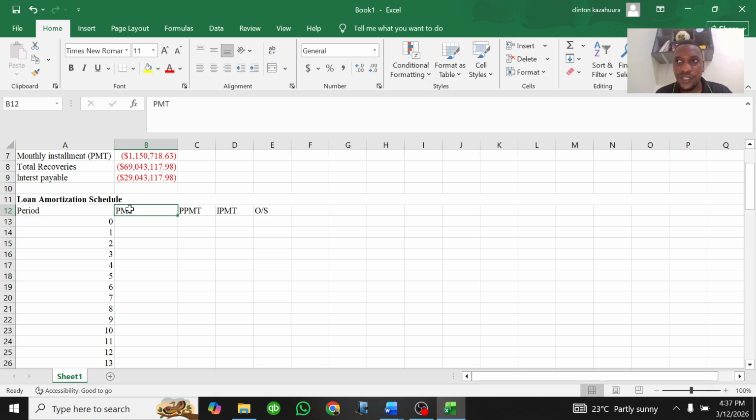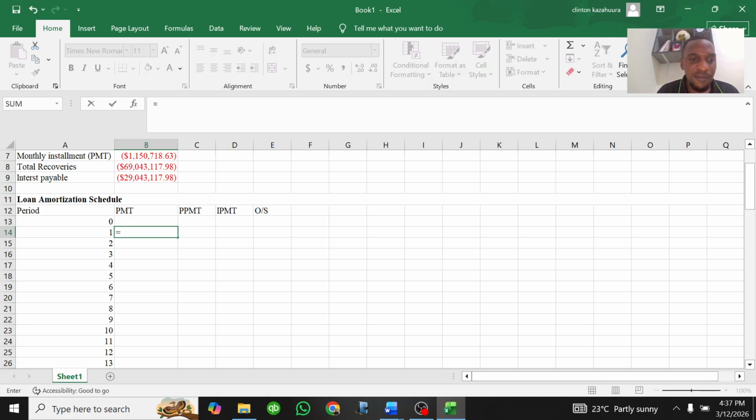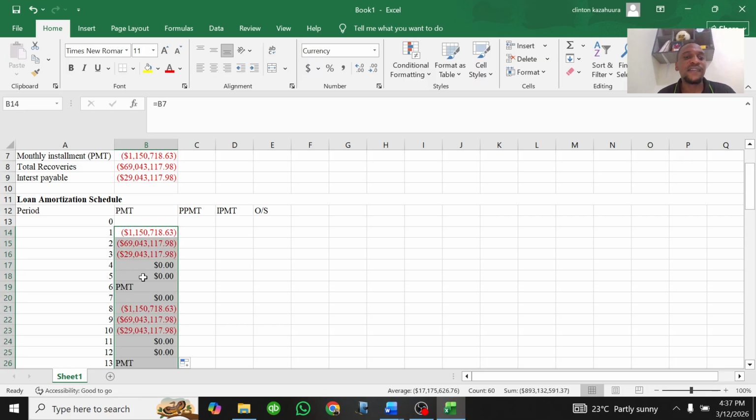The next is PMT, we have already computed that, the monthly installment. Now, in month 0, we don't expect this person to pay. Like if you acquire a loan today, you're not going to pay it immediately. What you're going to do is go to the first month here and show our monthly installment, which we have already computed. So I'll say equal sign PMT. I just click where I had already computed my PMT. So it becomes equal sign, and I will simply apply it to the next 60 cells.